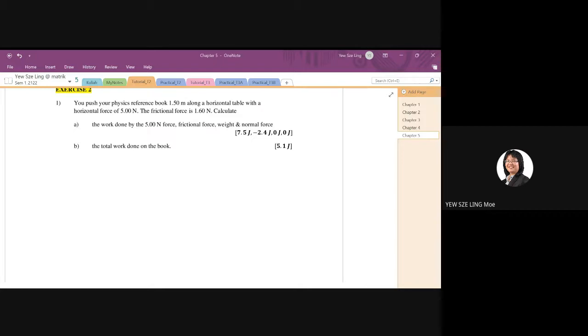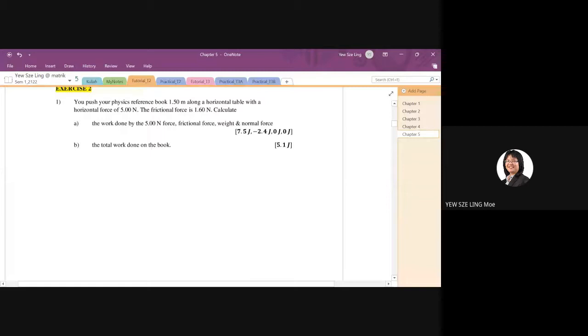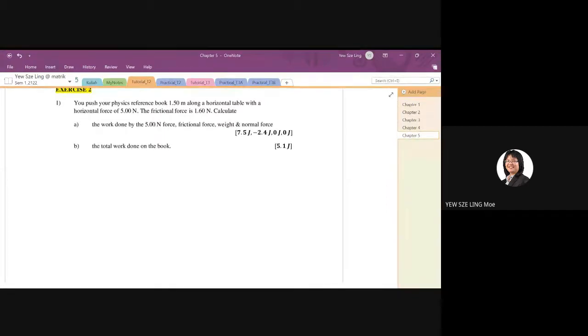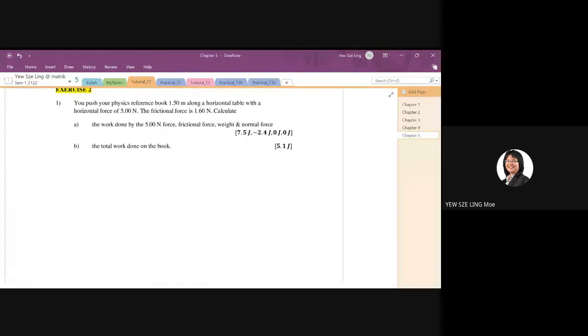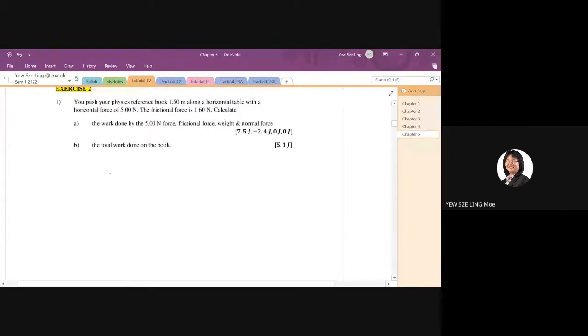All right, let's see. So now you push your physics reference book 1.5 meter along a horizontal table with a horizontal force 5 Newton. The frictional force is 1.6 Newton. Okay, so how to sketch the free body diagram.